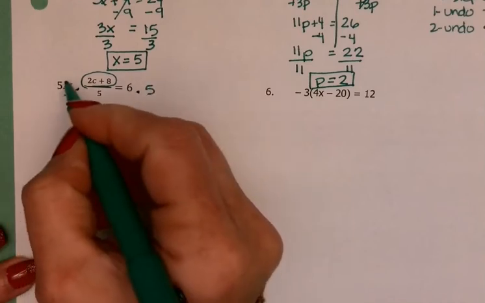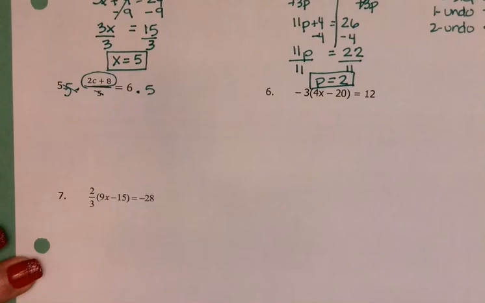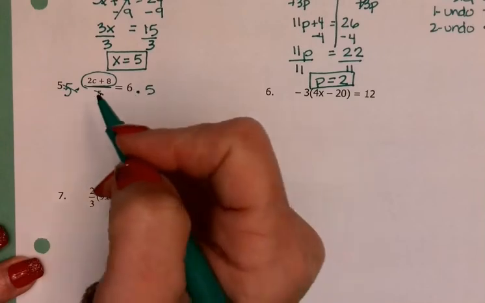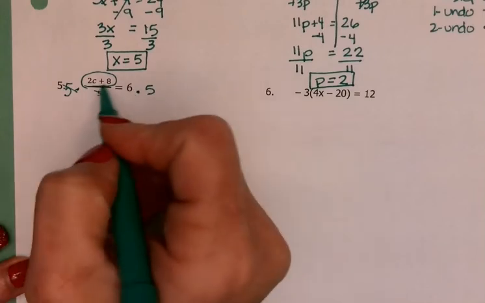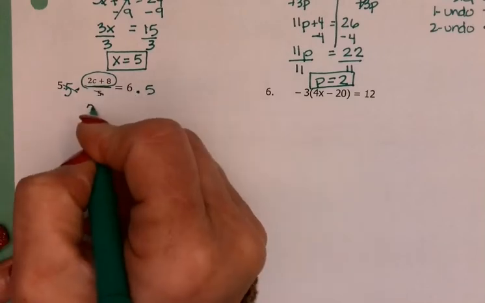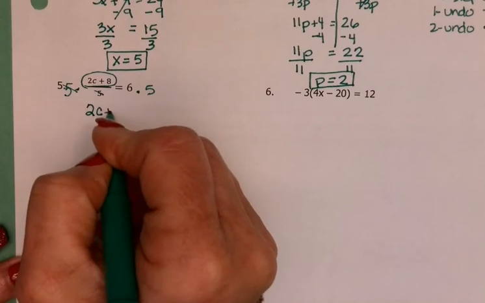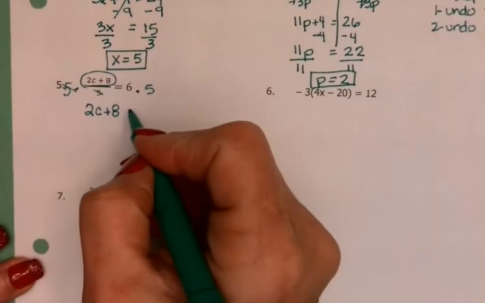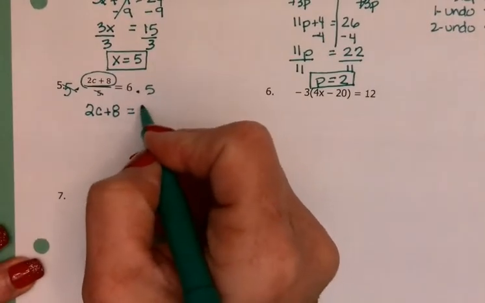Multiplying by 5 and dividing by 5 are inverse operations, and they go away, making a 1 times that quantity. Well, 1 times anything is whatever that other thing is. So I'm now just left with 2 times C plus 8, and I don't need parentheses. That's just all that's on the top. There's nothing else left on the left. And on the right, I have 6 times 5, which is 30.